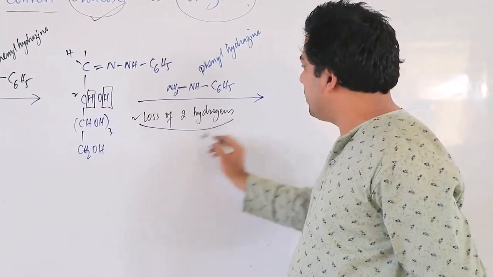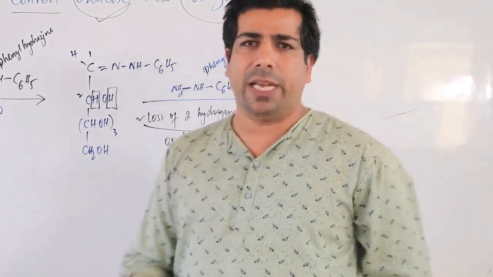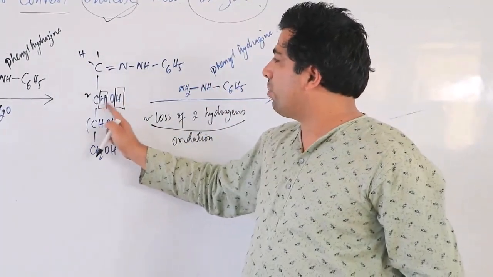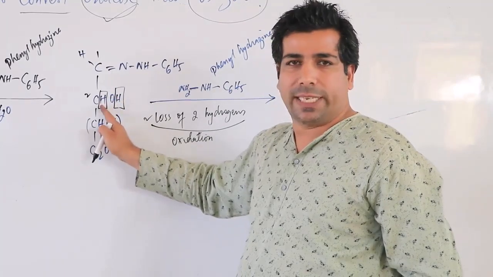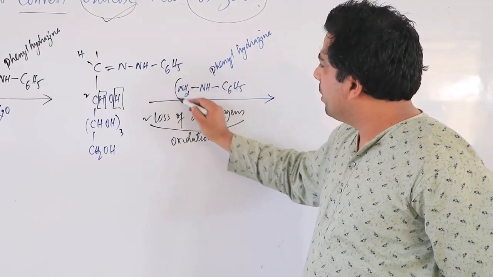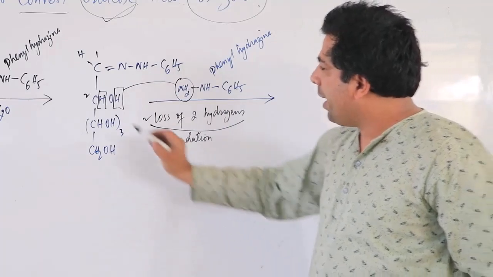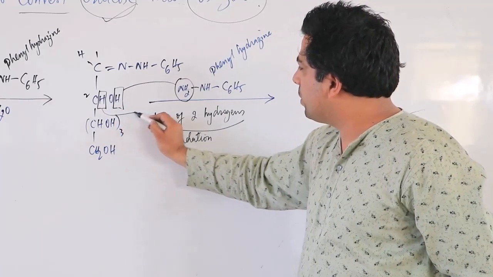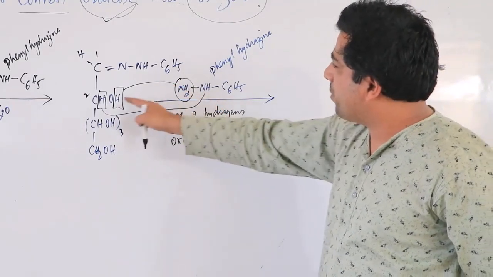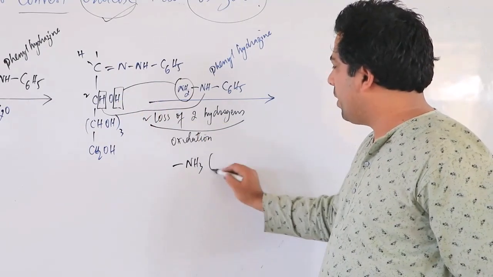So obviously oxidation will take place. Loss of hydrogen is oxidation. Gain of oxygen is also oxidation. How many hydrogens are lost from carbon number two? 2 hydrogens will be lost. Correct? 1 hydrogen will go and interact with this NH2 group. And this other hydrogen, which is also lost, will go and interact with the NH group, correct? So this NH2 will interact with H and become NH3. So you will be getting minus NH3, ammonia is lost here.